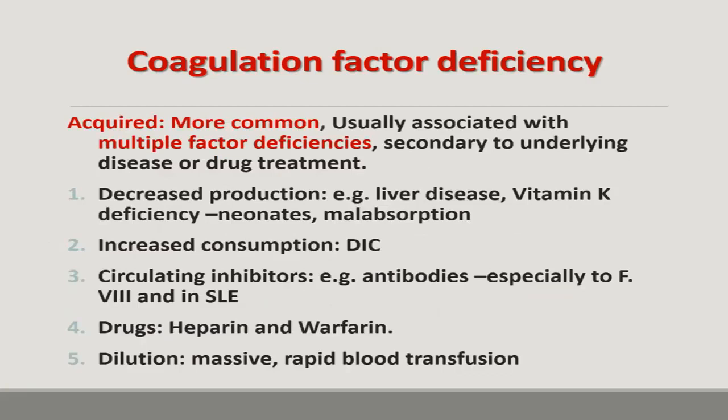The second coagulation factor deficiency is the acquired type, which is more common and usually associated with multiple factor deficiency, which is either secondary to underlying disease or a drug treatment. It is due to decreased production, for example, liver disease, vitamin K deficiency, especially in neonates and patients with malabsorption, or due to increased consumption in disseminated intravascular coagulation, or the presence of circulating inhibitors, antibodies towards factor VIII in SLE. Drugs like heparin and warfarin, and dilution causing coagulation factor deficiency when there is massive bleeding, blood transfusion, or rapid transfusion, for example, in patients with a road traffic accident.